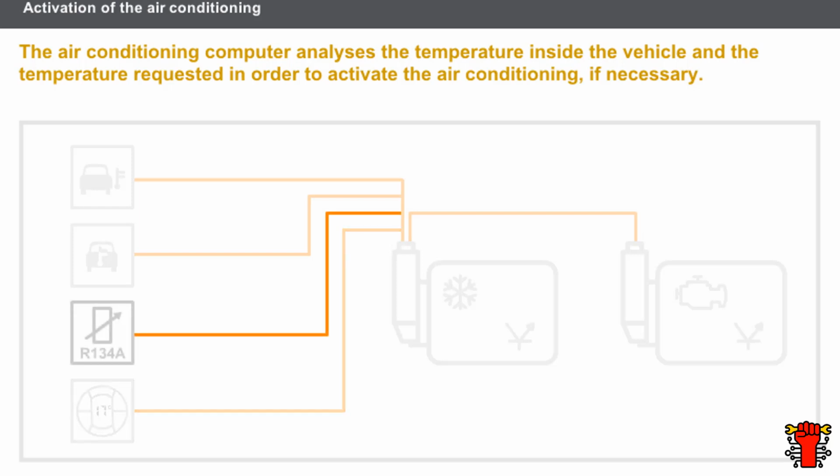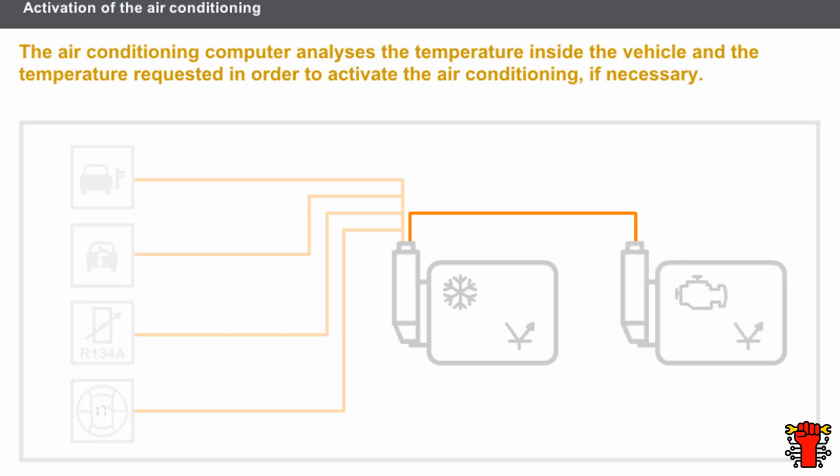The piezoresistive type refrigerant pressure sensor is usually located on the condenser. The air conditioning computer analyzes the temperature inside the vehicle and the temperature requested in order to activate the air conditioning if necessary. The air conditioning computer also uses the information from the refrigerant pressure sensor. The air conditioning can only be engaged if the pressure in the cold loop circuit is greater than 2 bar and less than 27 bar. Following this analysis, the air conditioning computer either requests or does not request authorization from the injection computer.